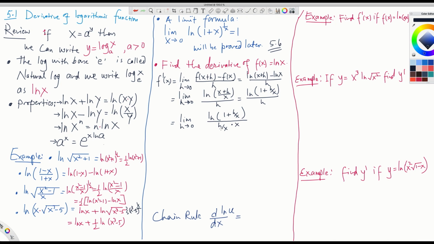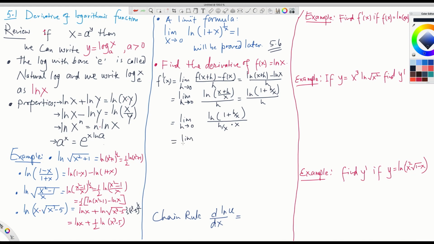And you will know why I want to get that. You will know that later, okay? But for now, since there is just h in the denominator, I just divided by x and then multiplied by x, assuming that x is not equal to 0, okay? So what I want to do next is write it this way.